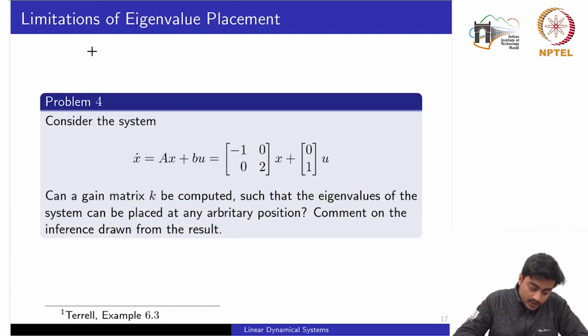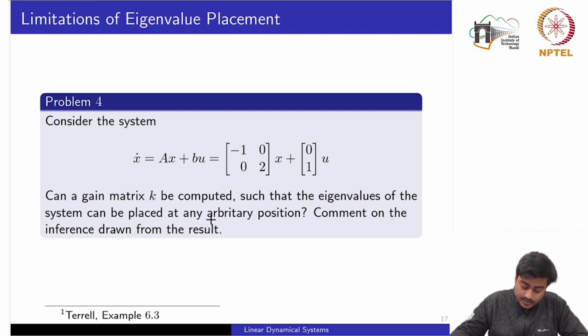The next problem deals with the limitations of eigenvalue placement. So consider the continuous time system with A and B matrices as given here. The first question asks whether a gain matrix K can be computed such that the eigenvalues of the system can be placed at any arbitrary position. The next part, we need to comment on the inference drawn from the results.